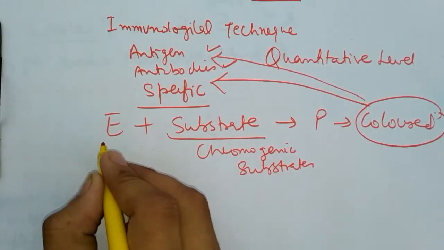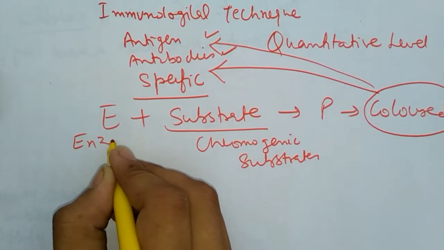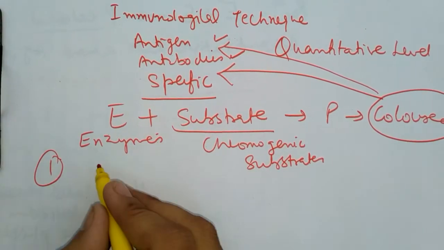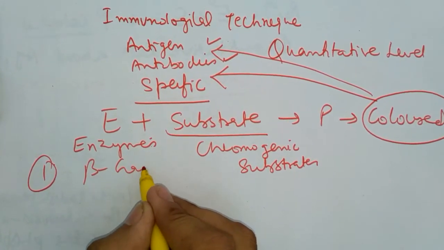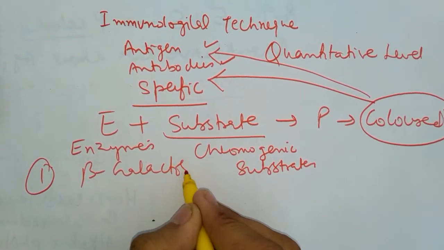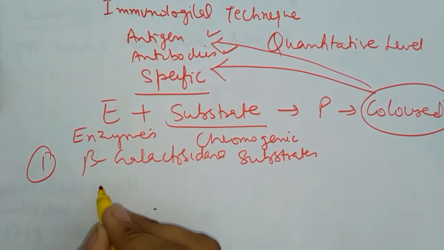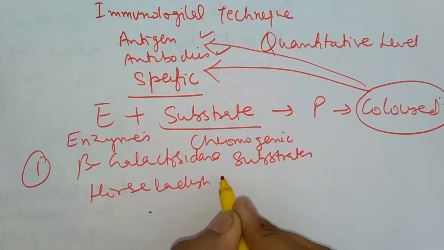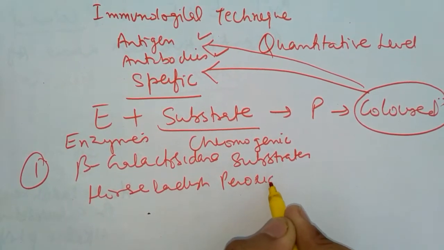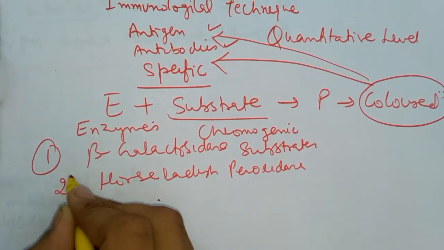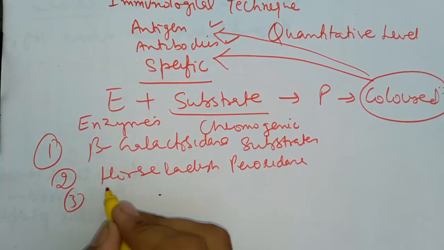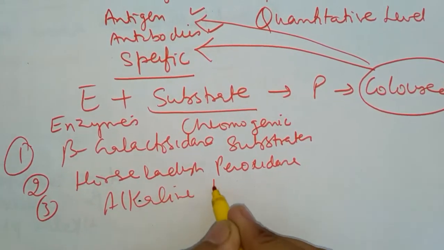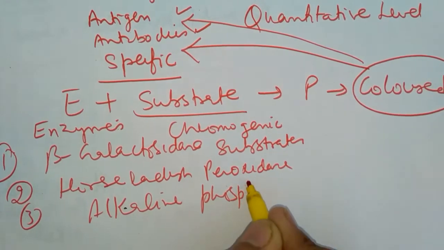and we use various types of enzymes in ELISA. Commonly used enzymes are beta galactosidase, horseradish peroxidase, and third is alkaline phosphatase.